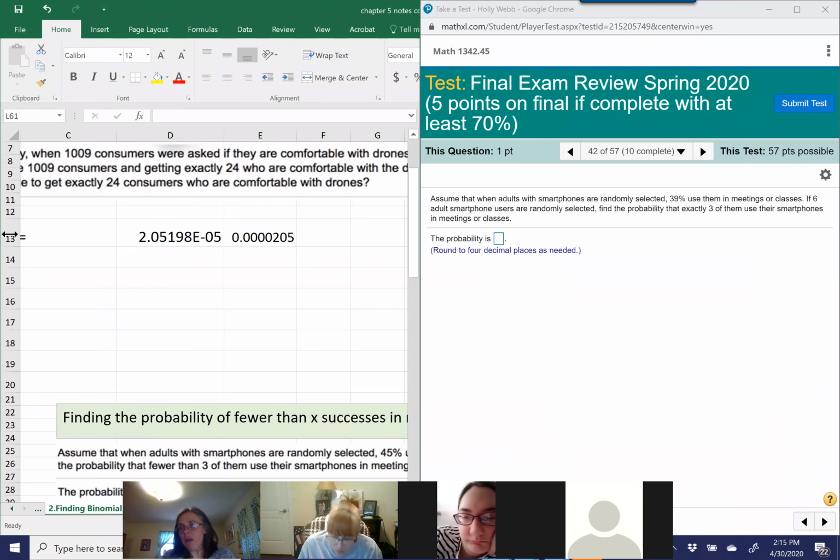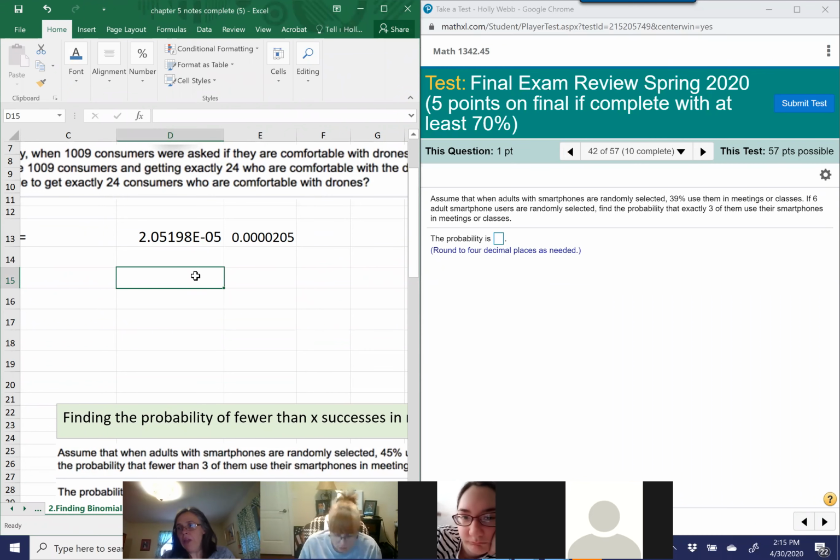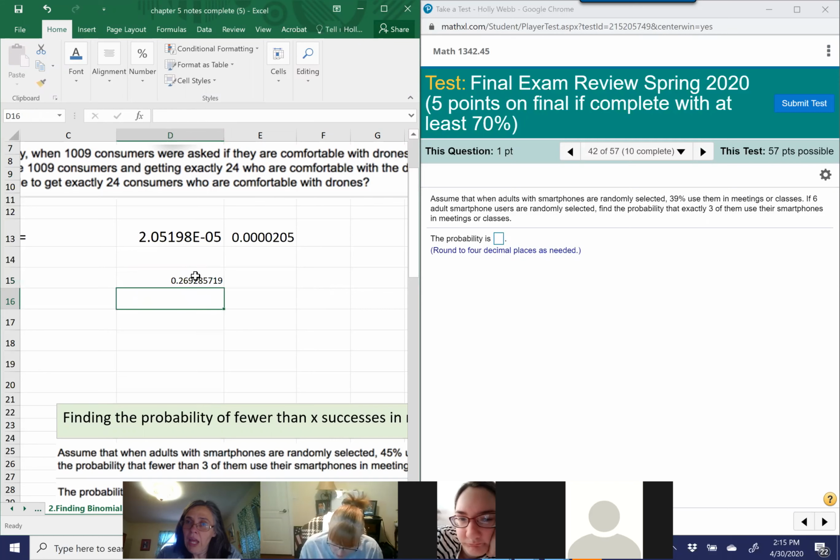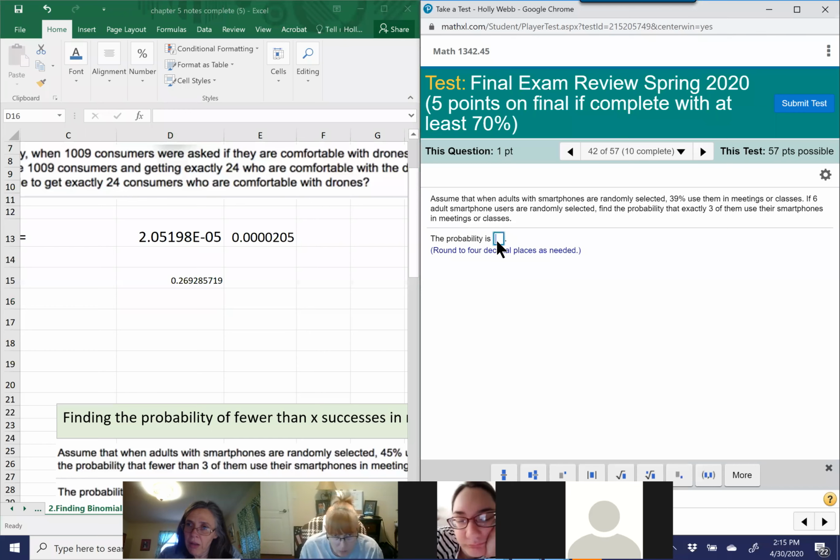So let's put the numbers in. The way we would do that is equals binom.dist. Then X, or S, is our number of successes. That's going to be 3. And our number of trials is going to be 6. And our probability of success is going to be 0.39. And 0 because it says exactly. And there you have the probability of exactly 3 out of 6: 0.2693.